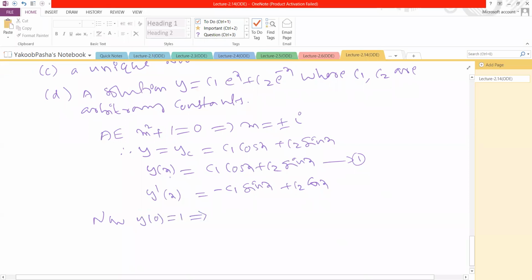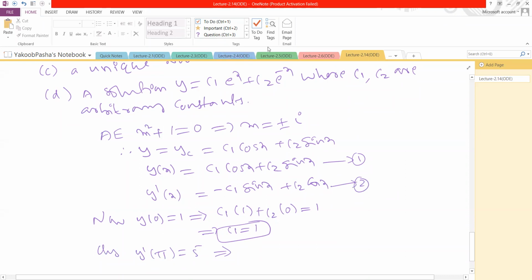First I am applying the first boundary condition, y of 0 is equal to 1. Here we can substitute x equal to 0 and equate to 1. So c1 cos 0 is 1, plus c2 sin 0 is 0, that is equal to 1. Means c1 is equal to 1. Now we get the c1 value. So now apply the second boundary condition, y dash of pi is equal to 5. I am taking this as equation number 2.